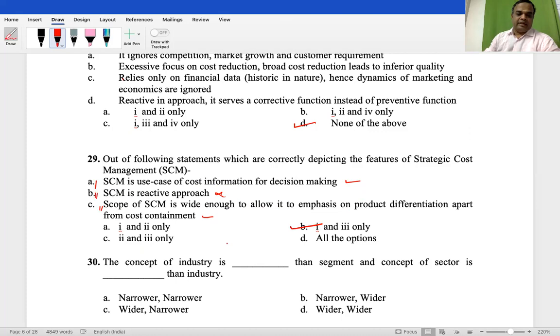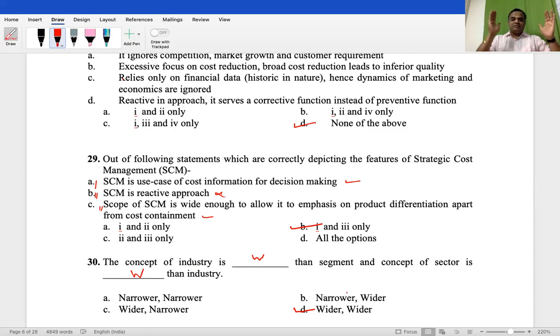Yes, sir. Then, the concept of industry is dash than segment, and the concept of sector is dash than industry. The concept of industry is wider than segment. And the concept of sector is wider than industry. Both are wider.